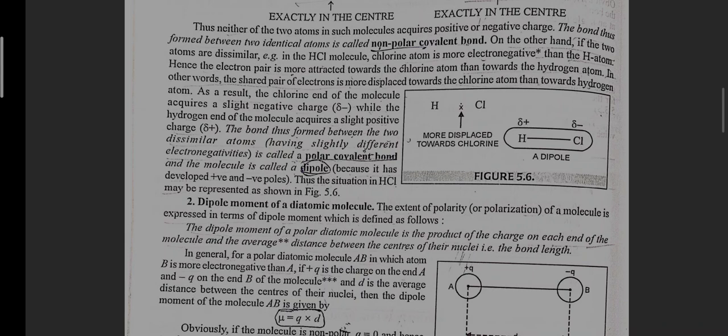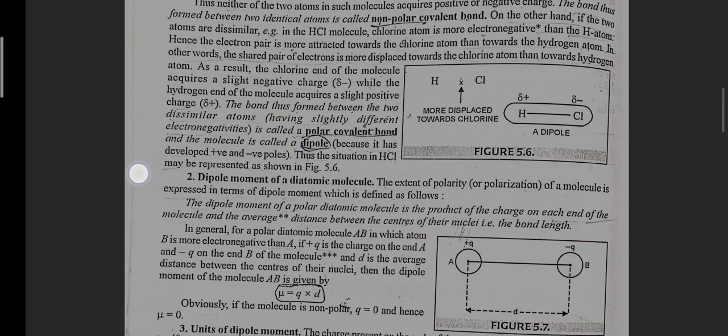On the other hand, if the two atoms are dissimilar, for example HCl, in the HCl molecule, the chlorine atom is more electronegative than the hydrogen atom. Hence, the electron pair is more attracted towards the chlorine atom than towards the hydrogen atom. In other words, the shared pair of electrons is more displaced towards the chlorine atom than towards the hydrogen atom. As a result, the chlorine end of the molecule acquires a slight negative charge, while the hydrogen end of the molecule acquires a slight positive charge.